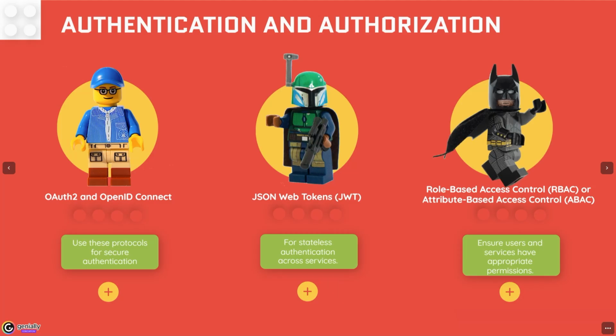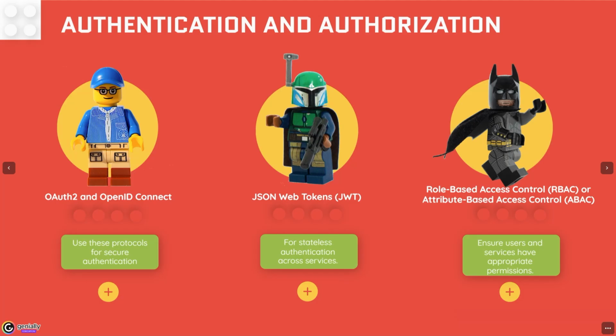So let's take a look at authentication and authorization. First one is OAuth 2 and OpenID Connect. OAuth 2 and OpenID Connect are widely used standards for securing APIs and managing user authentication and authorization in modern applications, including microservices architectures.